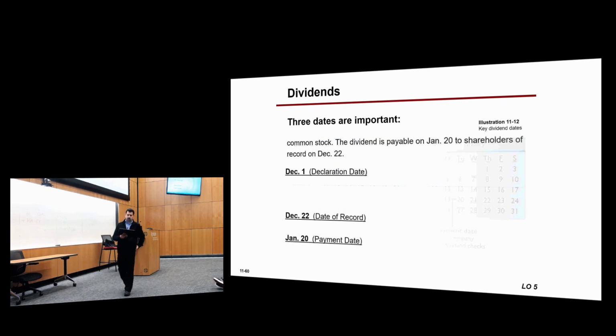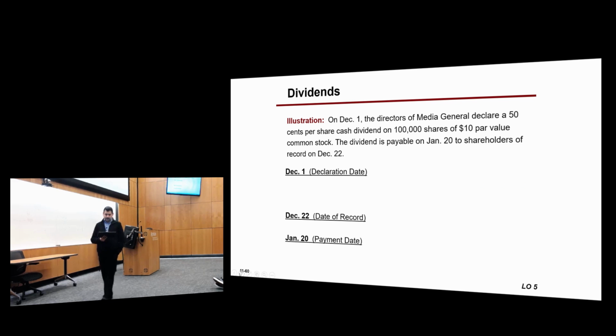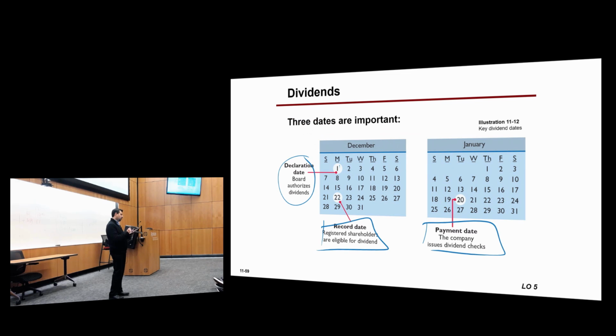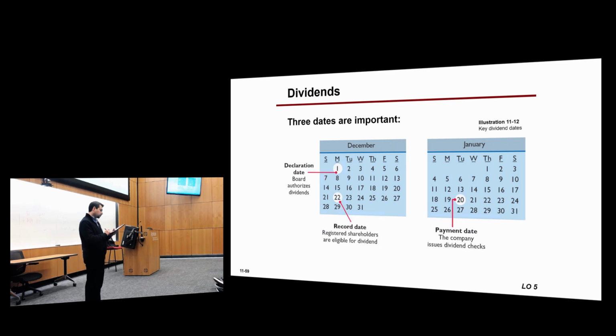On December 1st, the directors of Media General declared a 50 cents per share cash dividend on 100,000 shares of $10 par value common stock. The dividend is payable on January 20th to shareholders of record on December 22nd. Usually, between every date and the other, there are like 2 to 4 weeks. This is why you have here 2 to 4 weeks. It just gives them time to actually update the records, prepare the payments, etc.